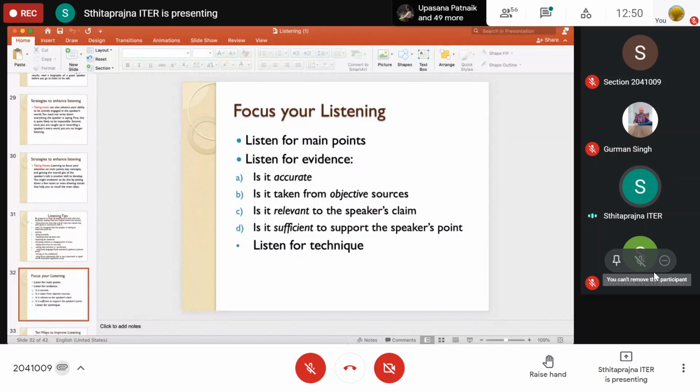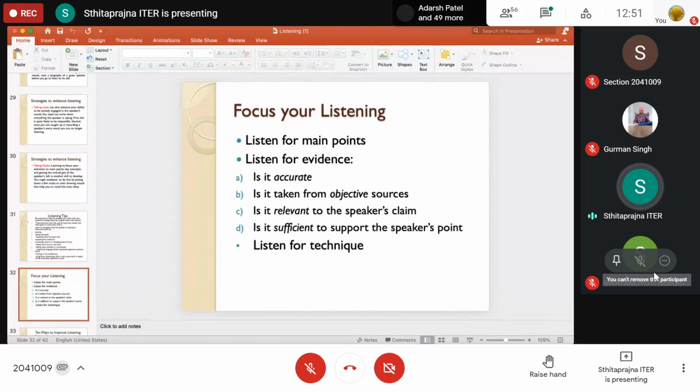So listen for main points. Listen for evidence. If it's an argumentative talk, if the person is arguing, which most of you would be doing in the upcoming classes, look for evidence. Listen for evidence, and ask these questions: Is the evidence accurate? Is it taken from objective sources? Is it relevant to the speaker's claim? Is it sufficient to support the speaker's points? So you must listen for evidence if it's an argumentative talk.